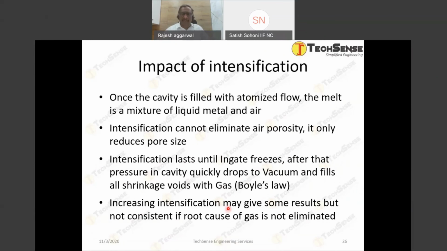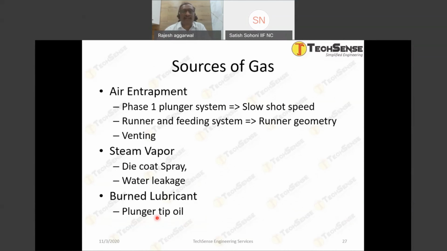Increasing intensification pressure may give some results, but may not be consistent if the root cause of the gas is not eliminated. Now, here we are talking about two types of gases, right? One is due to the atomization of the liquid metal, because it will always be porous. There may be certain other amounts of gases, which we'll see in detail in the coming slide. These gases will be entrapped inside the system and may lead to bigger porosities.